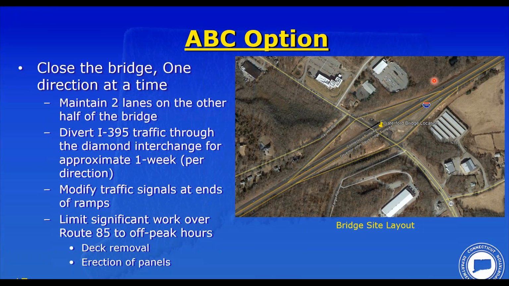The ABC option is to close the bridge one direction at a time, maintain 2 lanes in the other direction. The idea is to work on half at a time, and then divert the traffic through the diamond interchange.